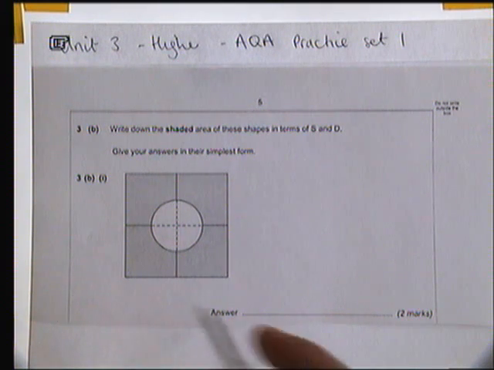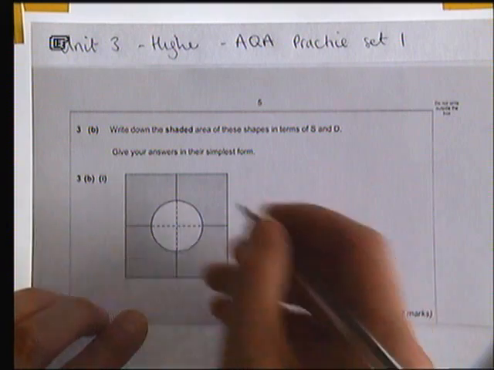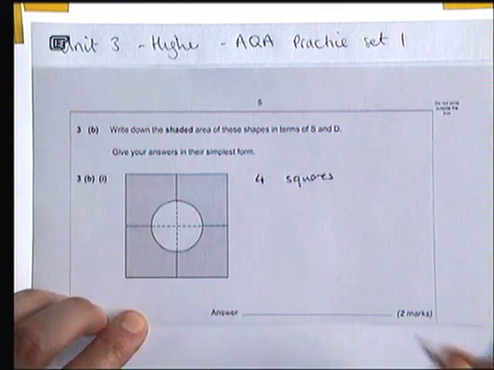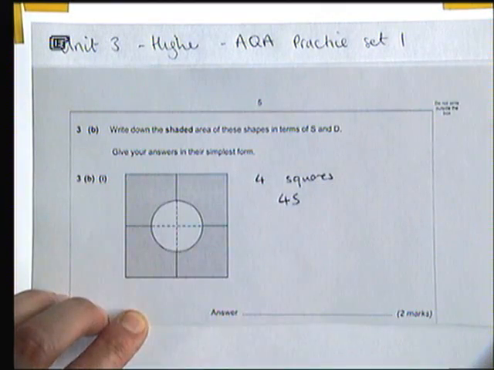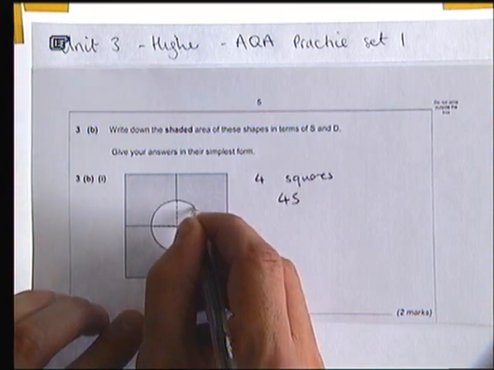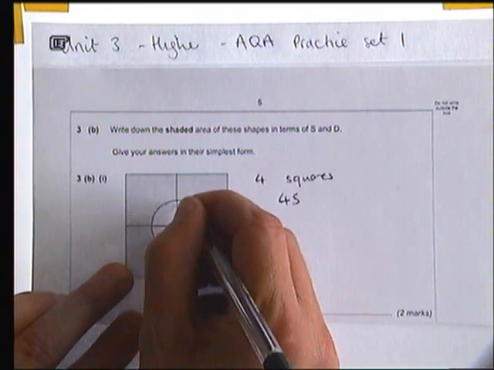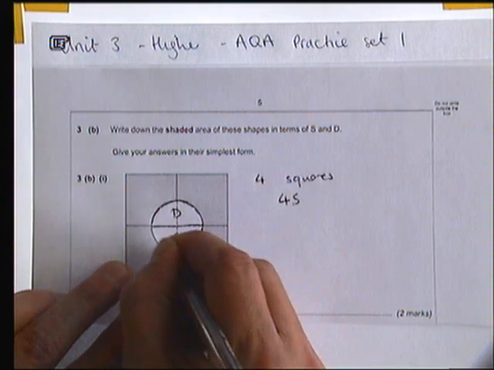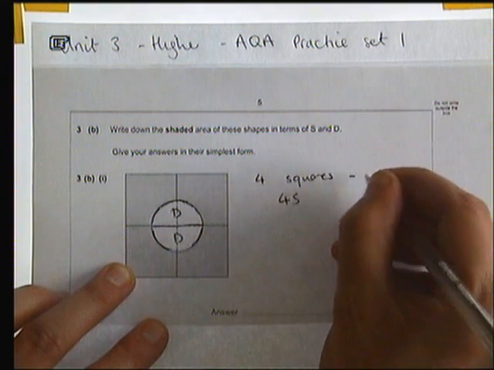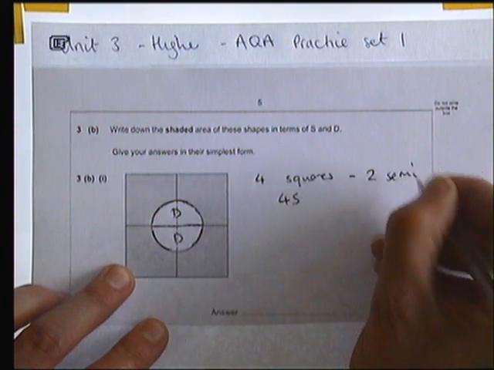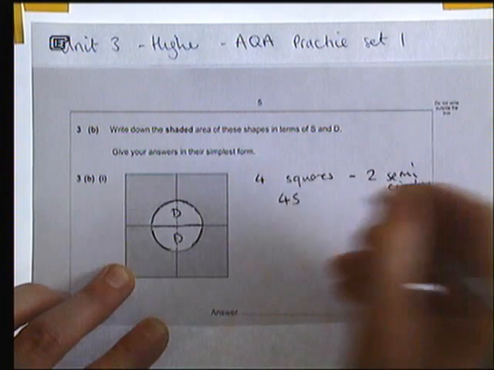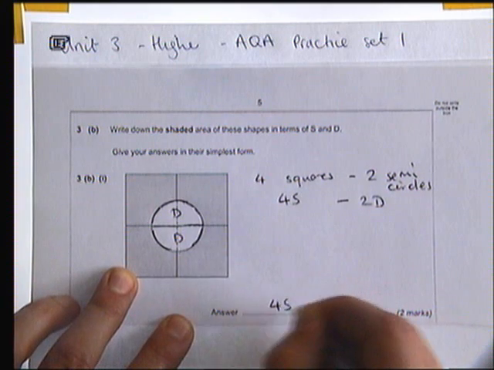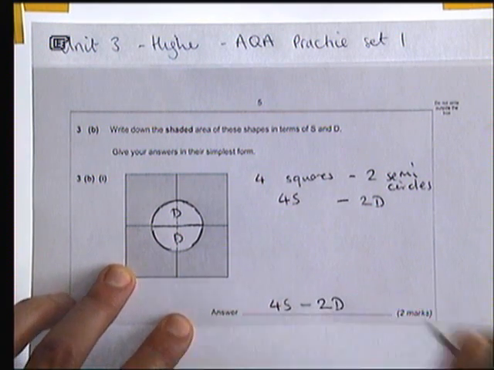So you can see here the shaded area is going to be 4 squares. That's 4S. And if you look in this section here, there are 2 semicircles taken away. 1, 2. So take away 2 semicircles, which is 2D. And the answer that they want is 4S minus 2D.